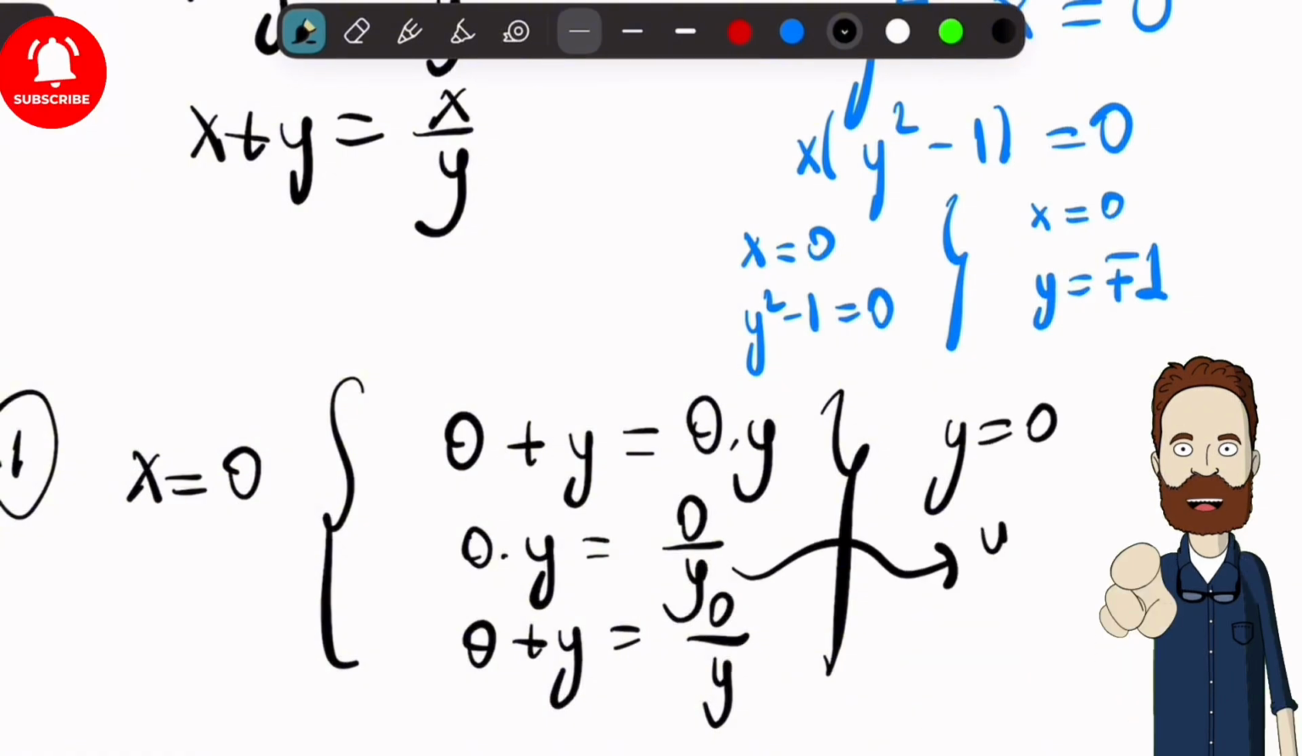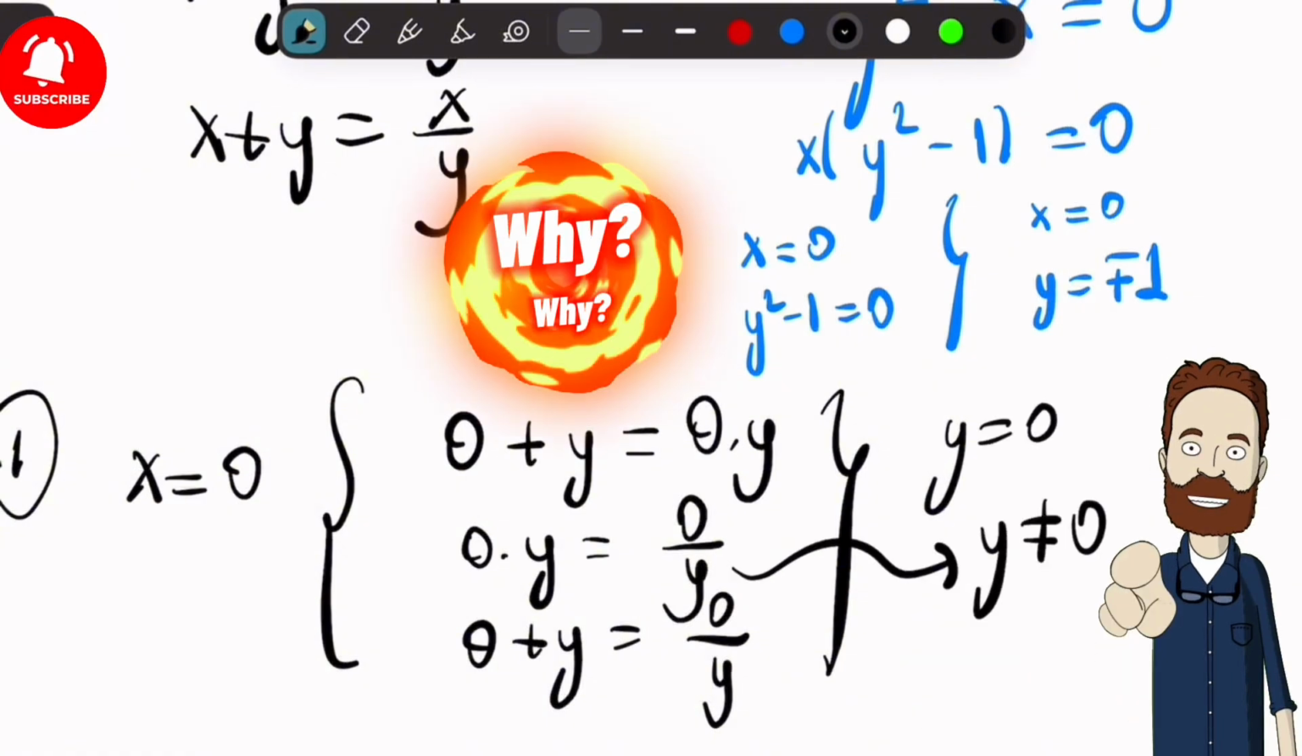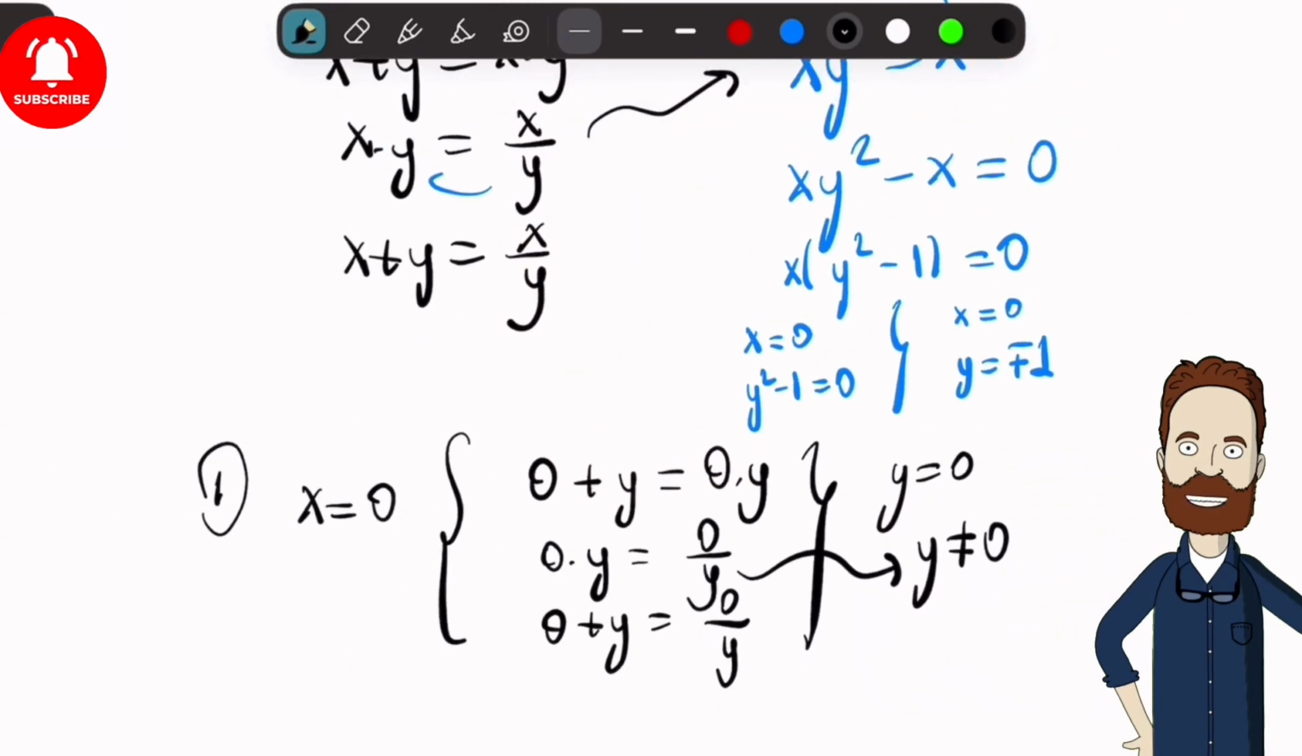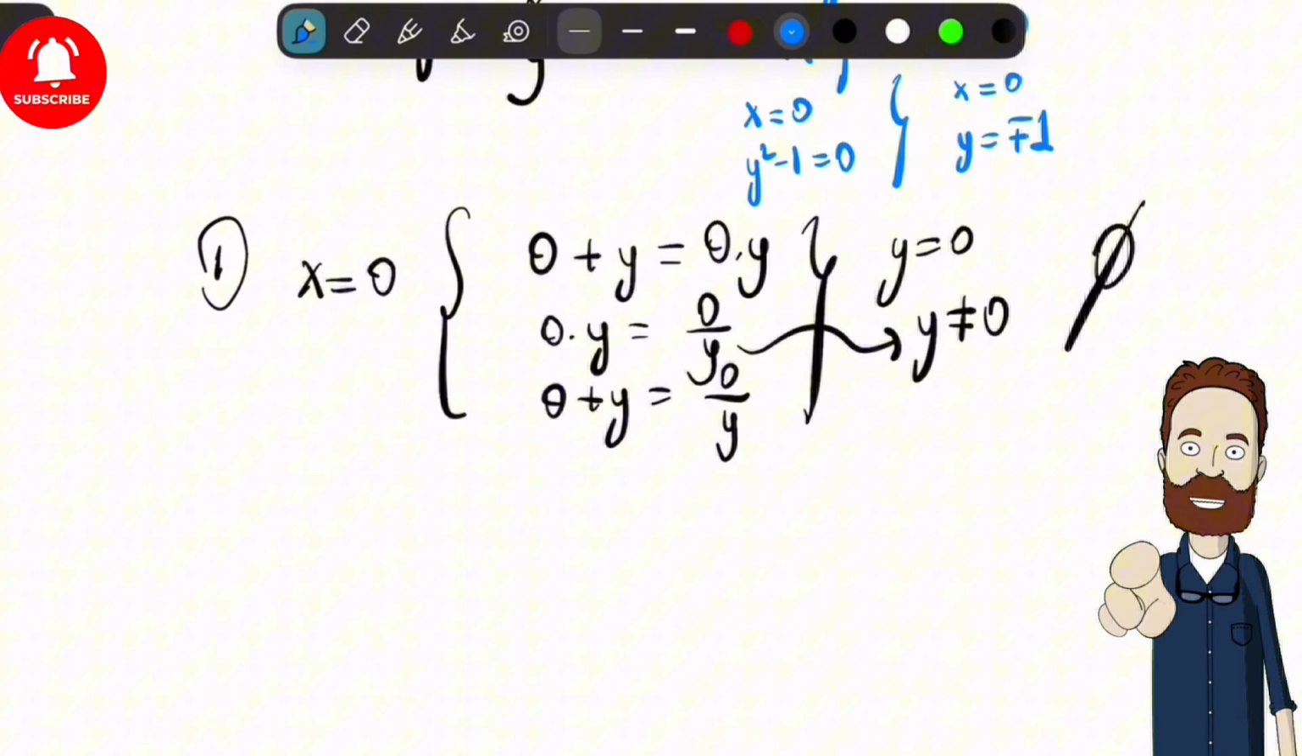Here, we'll also pay attention to this: y should never be 0. So I don't actually have any solution set from here. We lost it. Now let's examine the second situation.